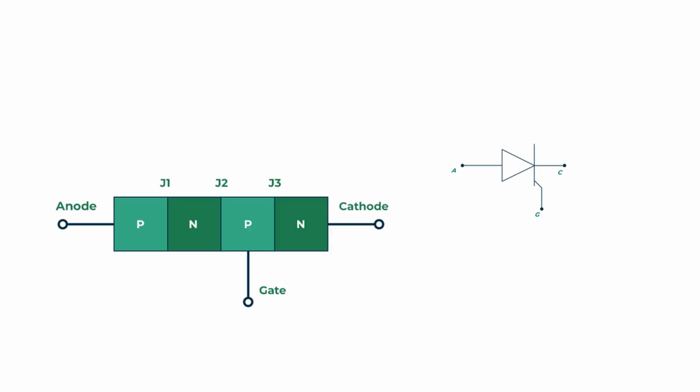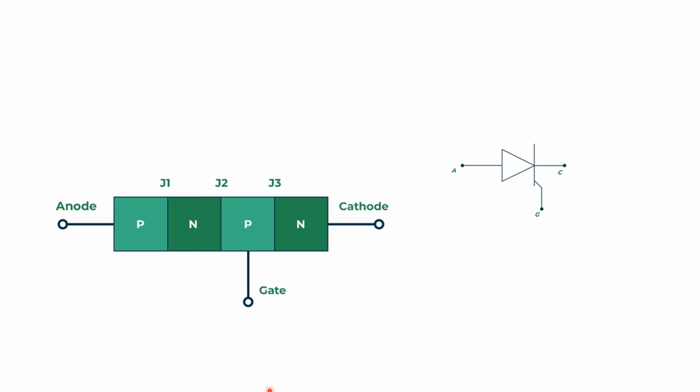This is the symbolic representation of the silicon control rectifier or thyristor. How many terminals does it have? It has the positive anode terminal, the negative cathode terminal, and a control signal as the gate terminal. It is a 4-layer PNPN device, and it has 3 junctions: J1, J2 and J3.